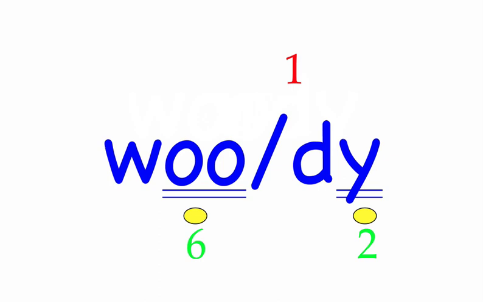Remember, the first sound for OO is oo, as in boot, and you put a foot in the boot, and the second sound for OO is the same sound you hear O making in foot, which is the same sound you hear in this word woody. Y also is representing its second sound, so we double underline the Y.